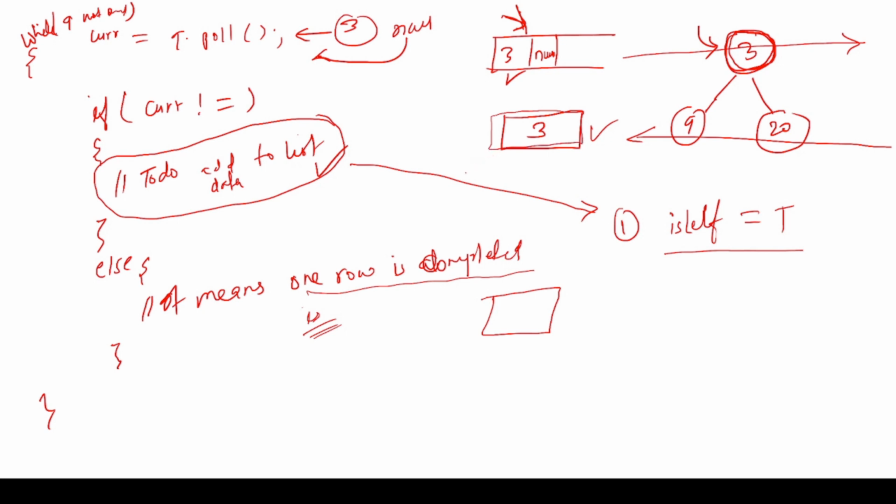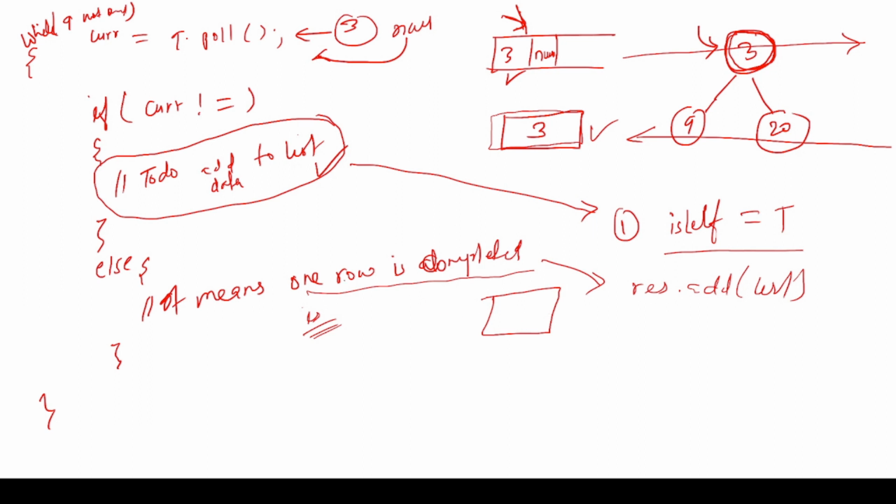Once this one row is completed, we will add it onto the rest, right? So here we will add onto the result. The result should be added onto the list, right? In this way we will implement this code, and then we will complete the code. I think you have understood, right?